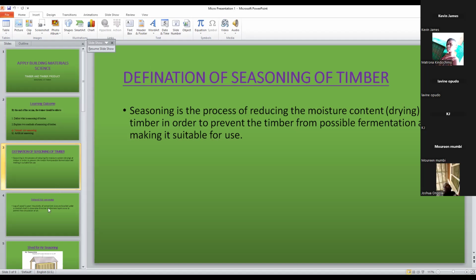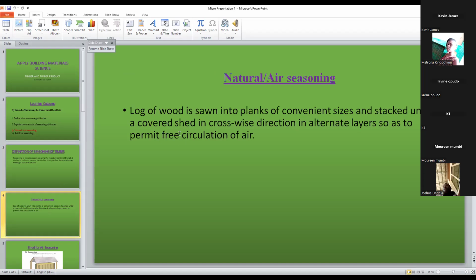Yes. Then apart from that, we have what is called natural seasoning of timber, which is what we are going to discuss. In natural seasoning of timber, logs of wood are sawn into planks of convenient size and stacked in a covered shed in a crosswise direction in alternate layers so as to permit free air circulation. Are we together up to that point?